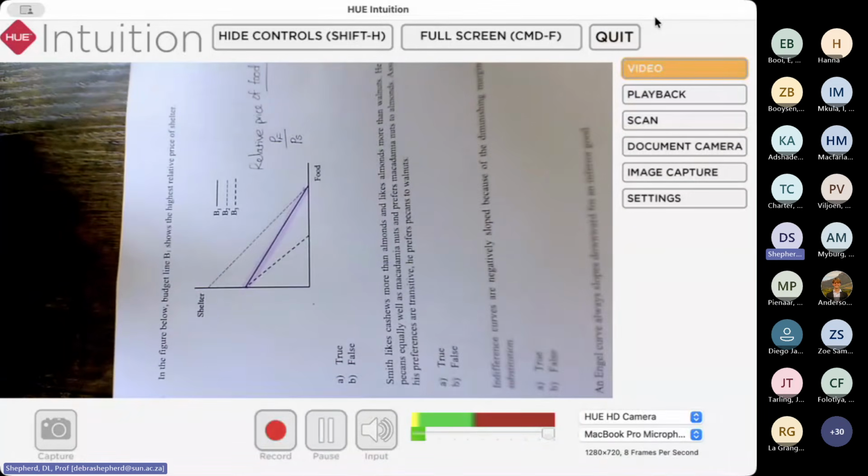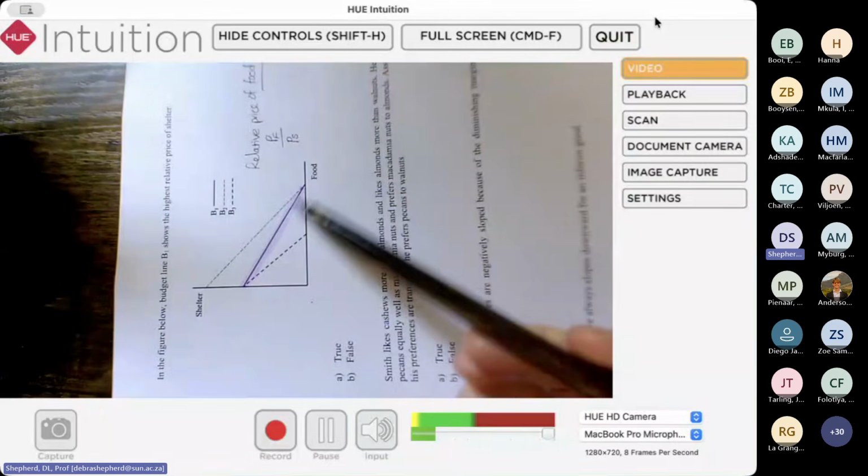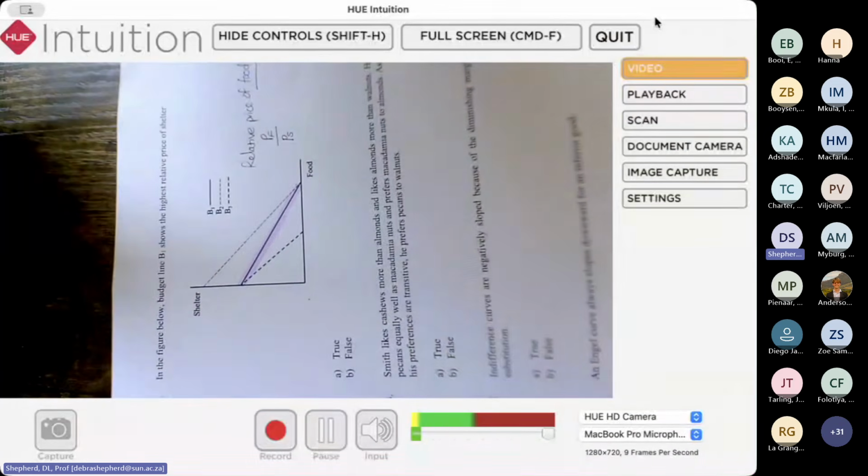And if I put the picture this way around, what I see is that B1, the purple line, is now the steepest of the 3 lines. And so B1 represents the highest relative price of shelter, the highest relative cost of the good on the horizontal axis. So the answer to this question is true.